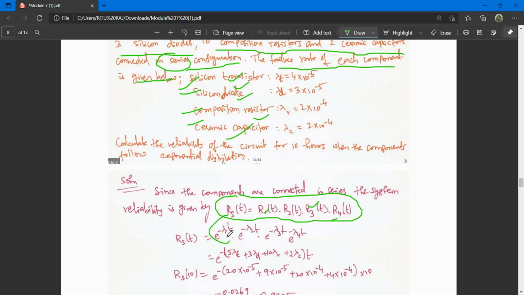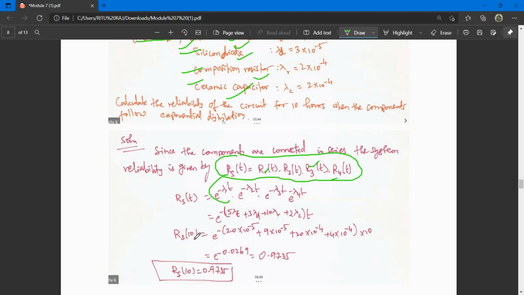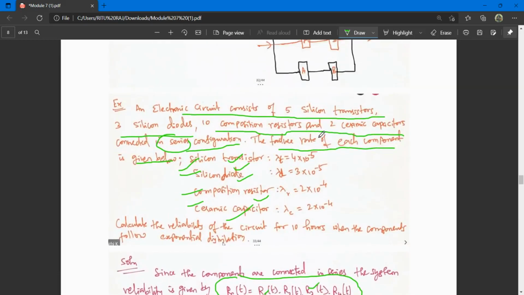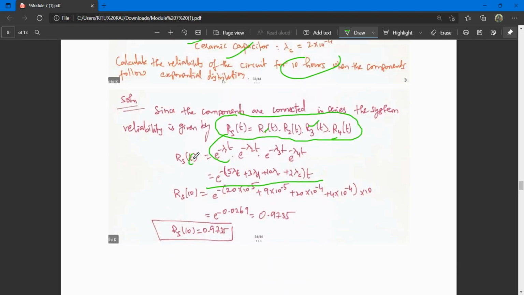Lambda 1 is for the silicon transistor, lambda 2 is for silicon diode, and respectively lambda 3 and lambda 4 for composition resistor and ceramic capacitor. So just put the lambda values here. We have put all the lambda values accordingly, and then we get this. This is the expression after putting the values. Now it is asked for reliability for 10 hours, so replace t with 10.